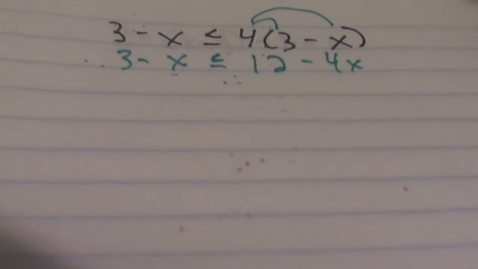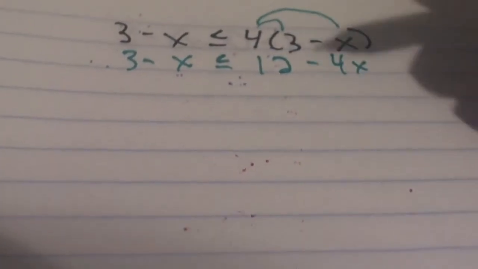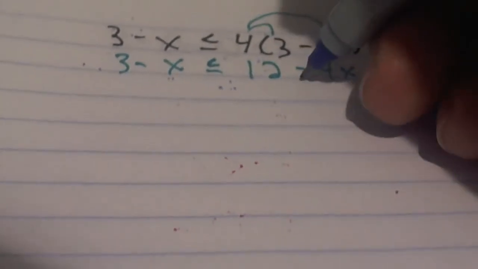So now, let's move the smallest x. Negative 4 is smaller than negative x, so we get rid of that. So I get rid of minus, or you add. So plus 4x. Plus 4x.